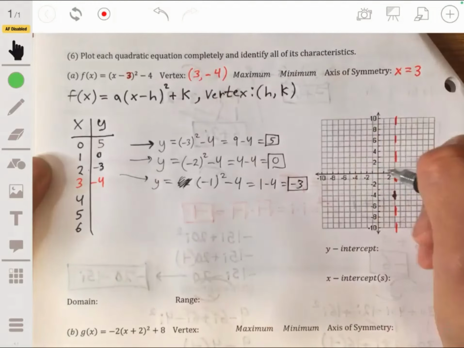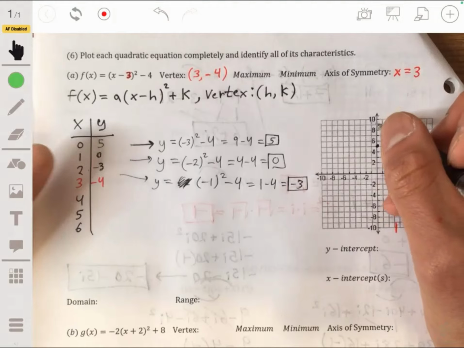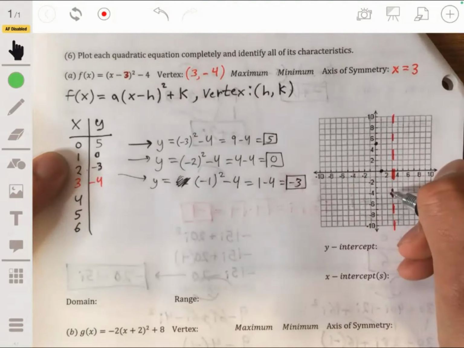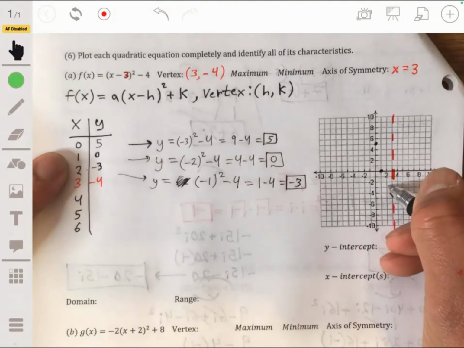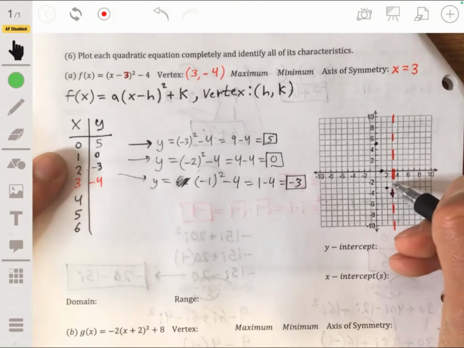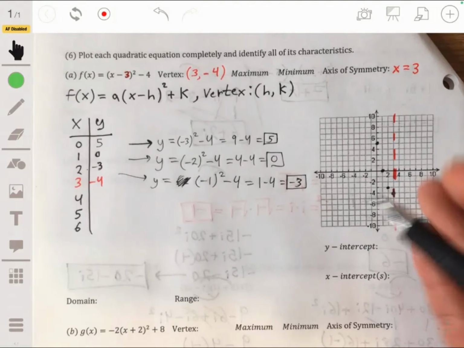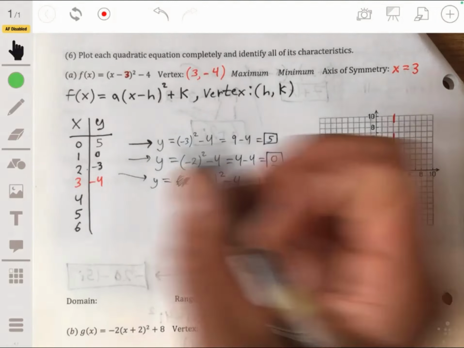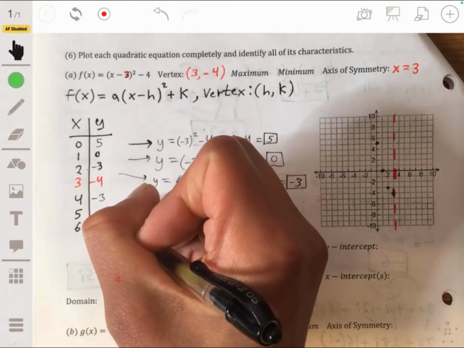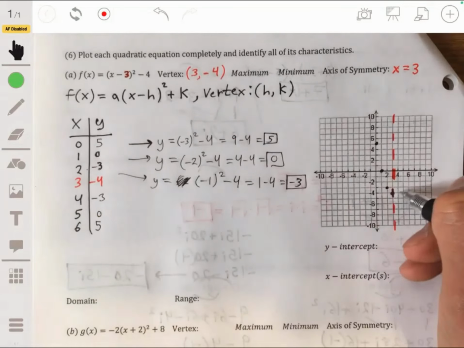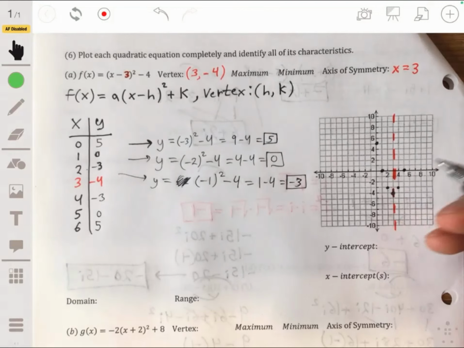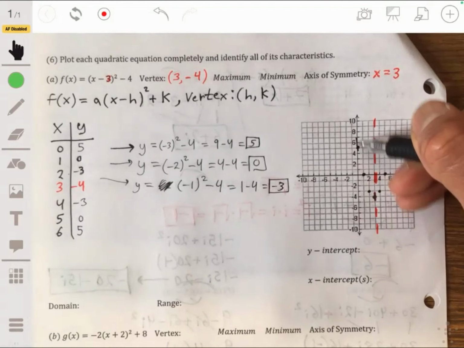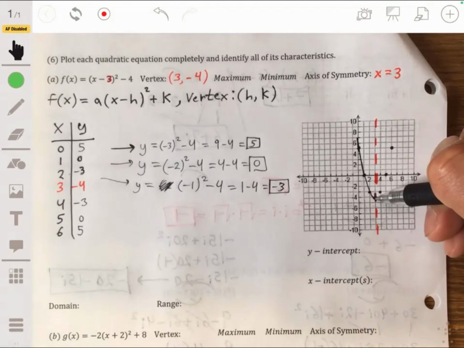So plotting these, 0, 5, 1, 0, and then 2, negative 3. Part of one side of our parabola will look like this. And then see, you can just reflect these onto the other side. So negative 3 will go here, 0 will go here, and 5 will go there. And then your parabola is going to end up looking like this. And there you go. So let me draw our parabola through those points.